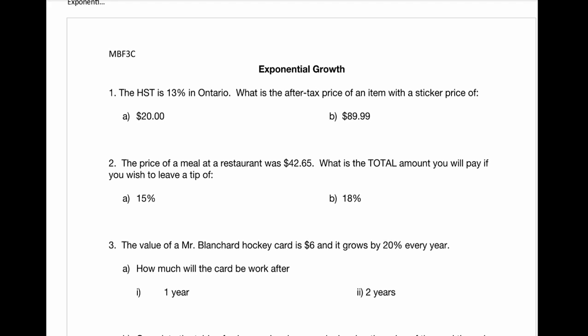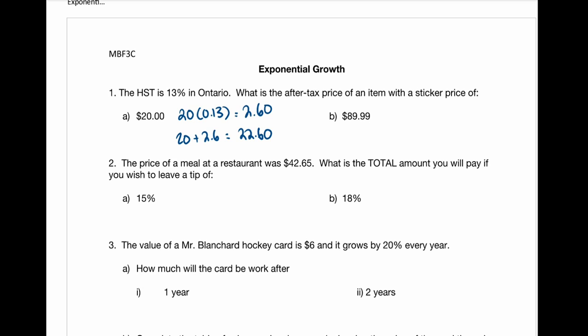So you could figure out what 13% of 20 is by doing 20 times the decimal value of 13. So 20 times 0.13, and you would get 2.6. So basically the tax on a $20 item is going to be $2.60. So to find the after-tax price, you do 20 plus 2.6, which equals 22.6, or $22.60. That's one way we can do it.